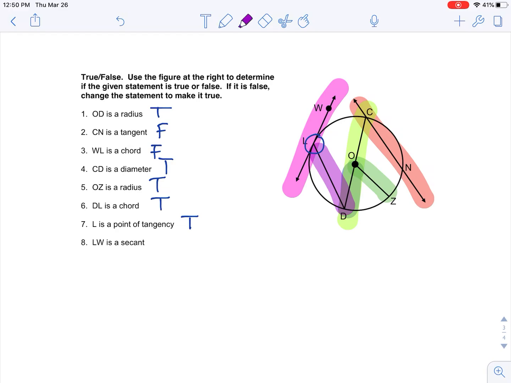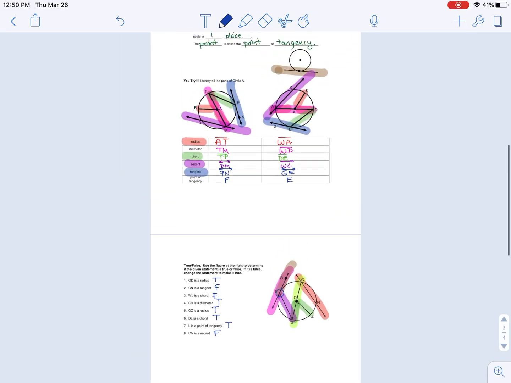And LW, last one. Where are you, LW? Is that a secant? Well, no, that's a silly question. We just decided it was a tangent. So a tangent and a secant are not the same. Those don't overlap, okay? So this is also a false. So that's the kind of thing I'm going to be asking you to do.